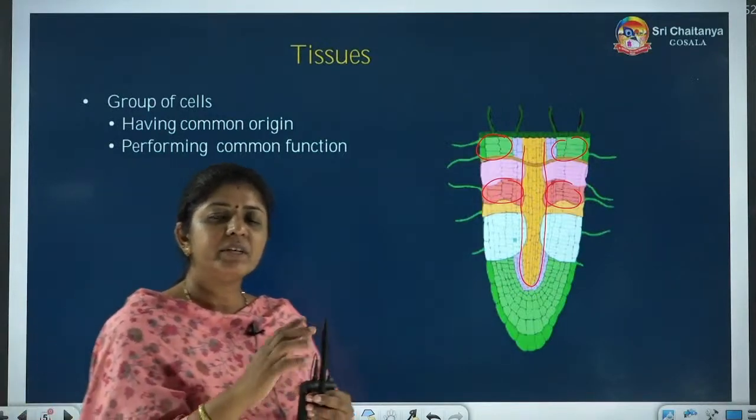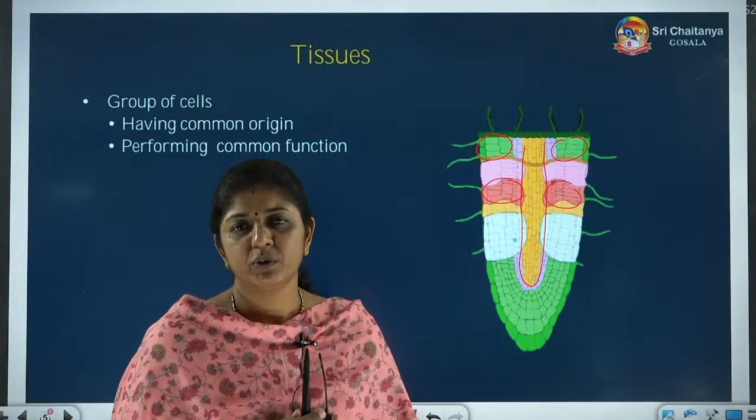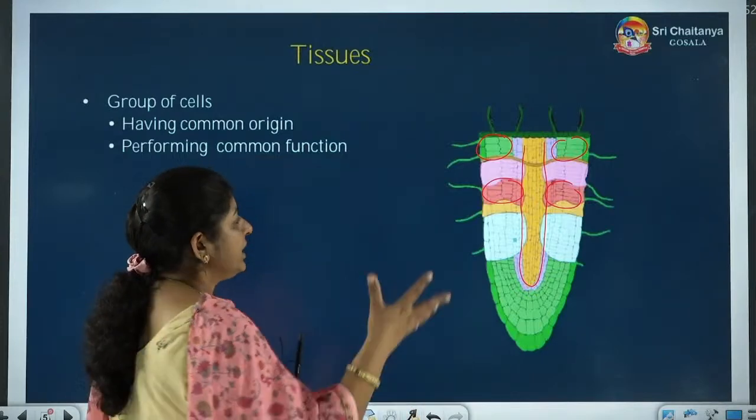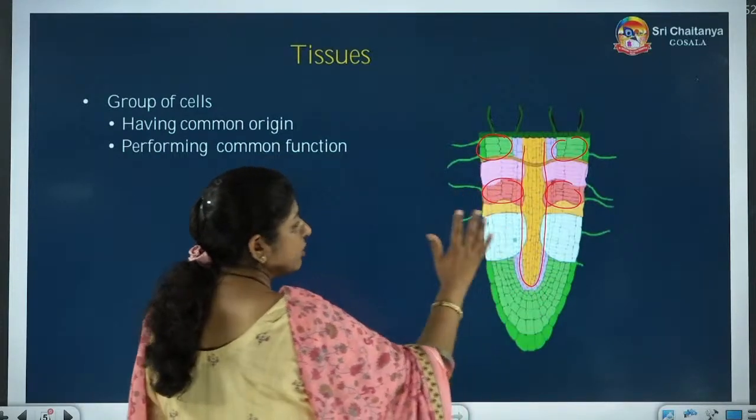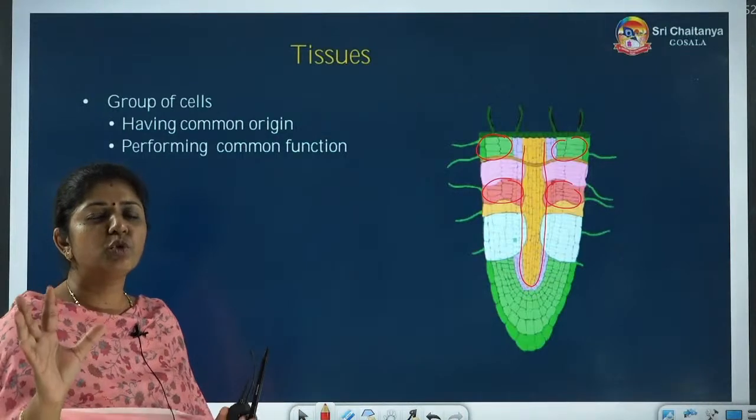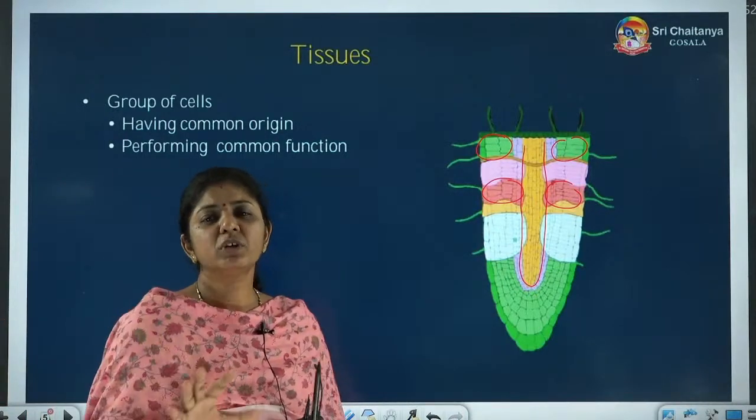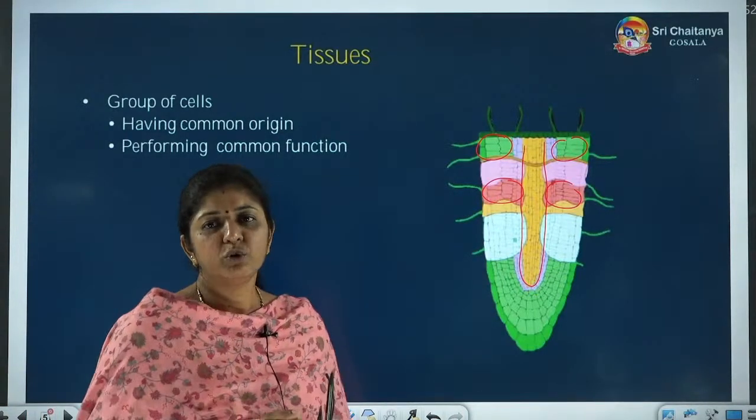On that day we discussed the external morphology of the root. Today we are discussing the internal morphology, meaning the anatomy of the root, just to show you the organization of tissues, how they are arranged inside the root.